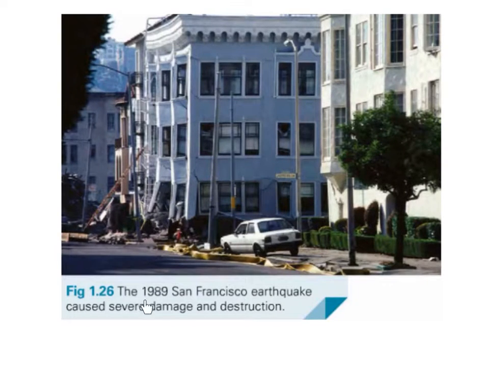This is a photograph of the damage after the 1989 San Francisco earthquake. It caused severe damage and destruction. We can see that this part of the building has started to fall down. We can see that some of these poles are leaning to one side. We can see that the actual ground has been damaged as well. And if we look quite closely, we can see cracks in the actual structure of the buildings.